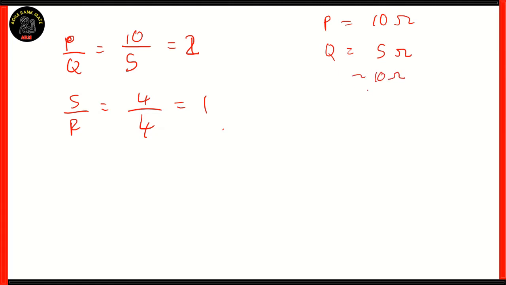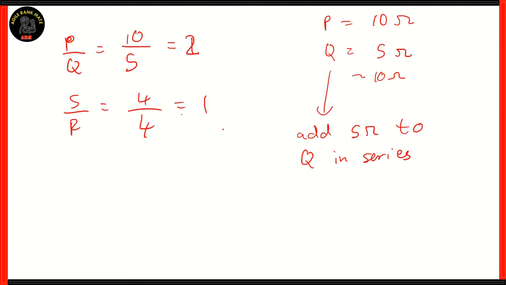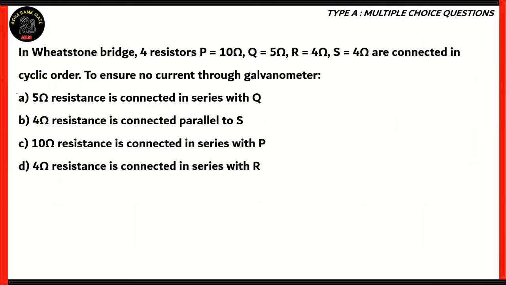So how do we do that? For that, we need to add 5 ohms to the resistor Q in series. So we will connect a 5 ohm resistor to the resistor Q in series. And that option is available in one of the 4 options that we have. So therefore, this is the correct step. So option A, 5 ohm resistance is connected in series with Q, is the right answer.